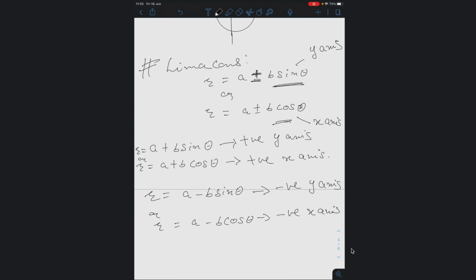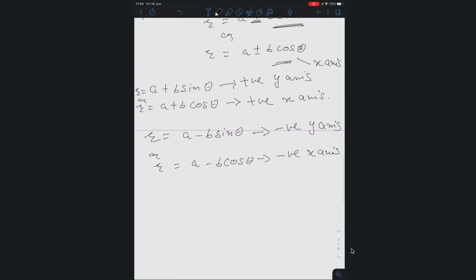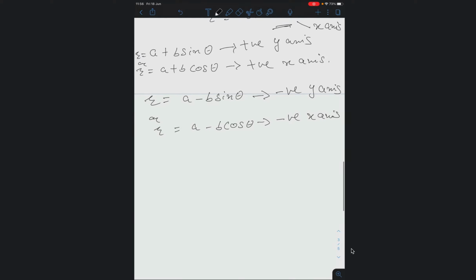Yes, ma'am. This much part you have understood, that major portion lies on which axis based on sine and cos. Sine means y, cos means x. If you have plus in between them, then positive axis, otherwise negative axis. Now this ratio of a by b will decide what kind of graph, what kind of shape you are going to get.